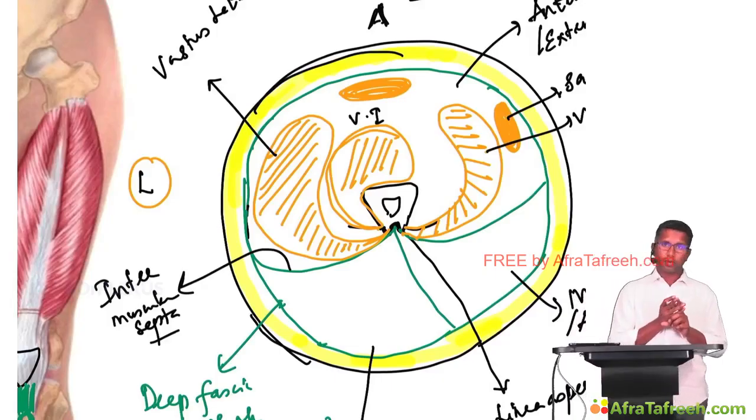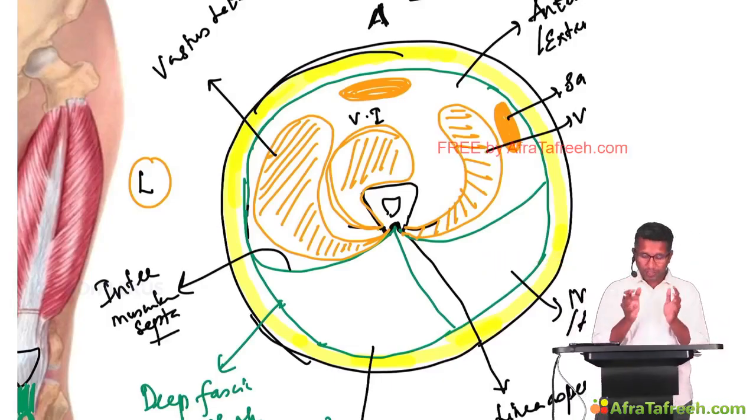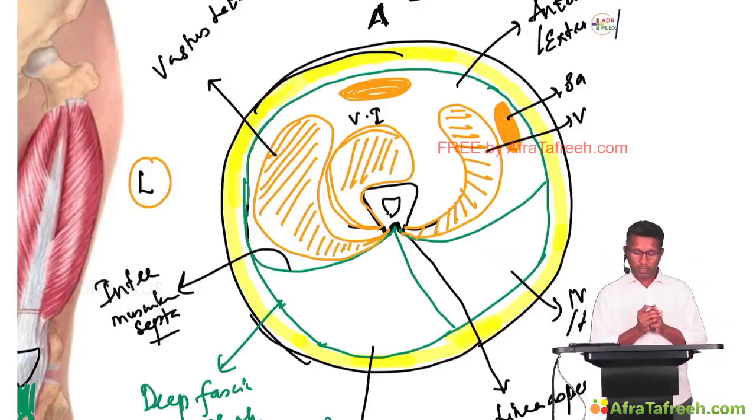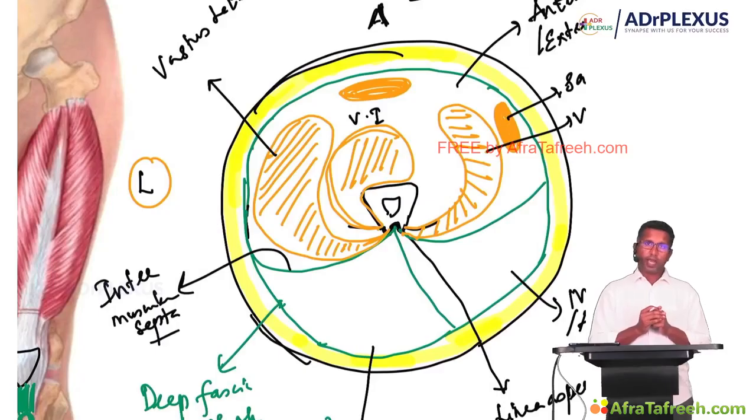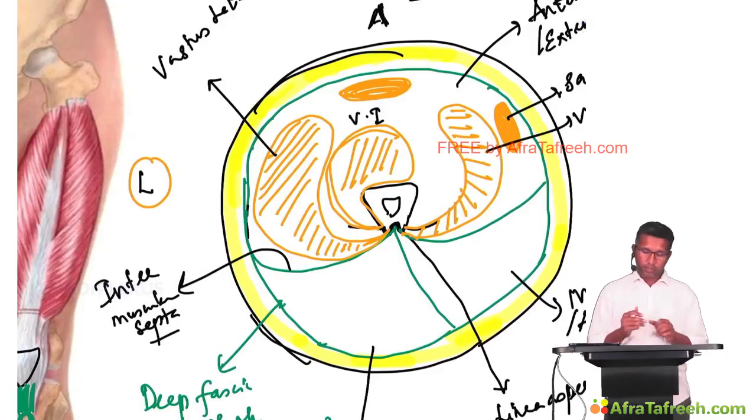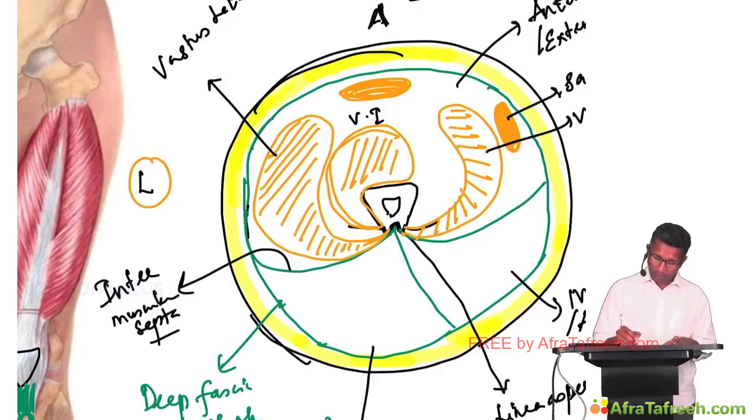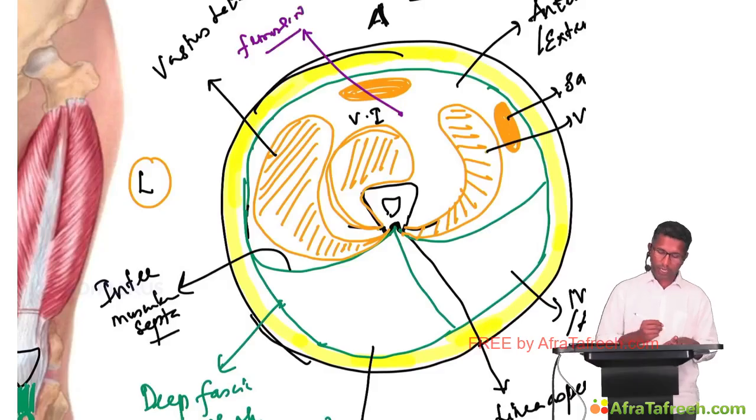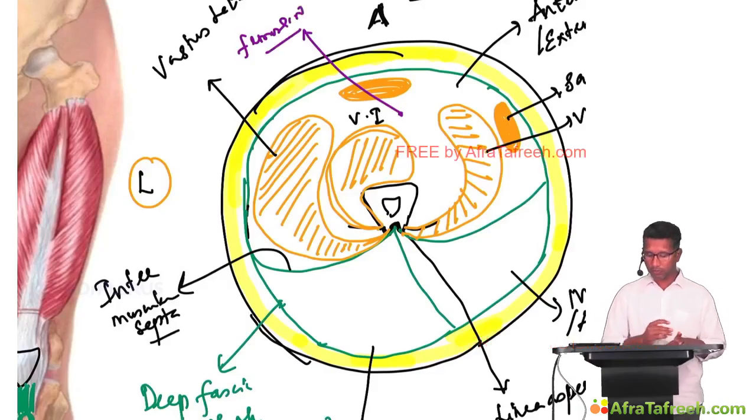and they will also have their own set of muscles within them. Okay, so what is the nerve supply for the anterior compartment of the thigh? The nerve supply for the anterior compartment of the thigh is the femoral nerve. Let us consider the femoral nerve. The femoral nerve is the nerve of the anterior compartment of the thigh.